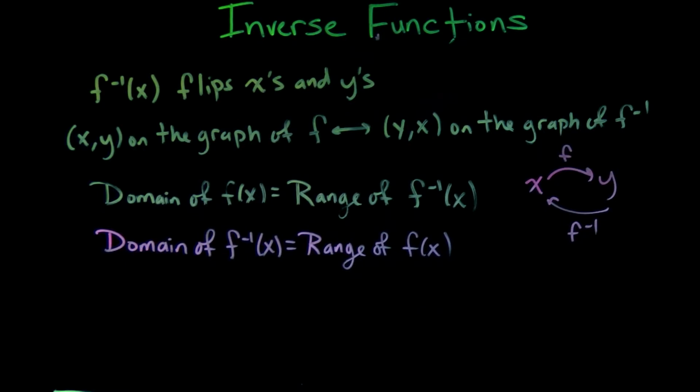So the domain, remember, is the set of all allowable x's, but then the set of x's on the graph of f is the set of y's on the graph of the inverse function. The domain of f inverse, the set of all the x's on the graph of f inverse, is equal to the range of f of x, the set of all the y's on f of x. So when you go from f to f inverse or vice versa, you flip the roles of x and y.